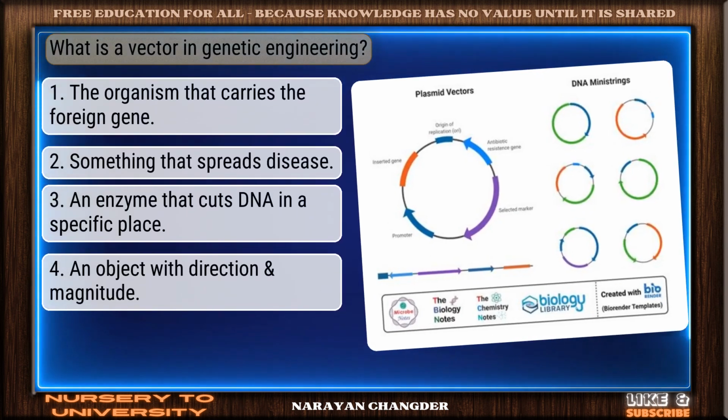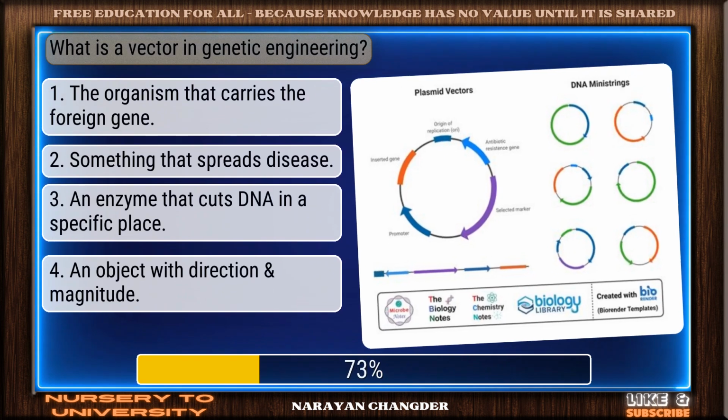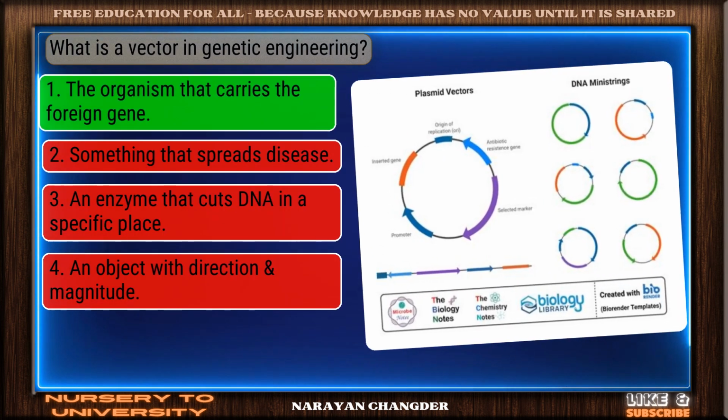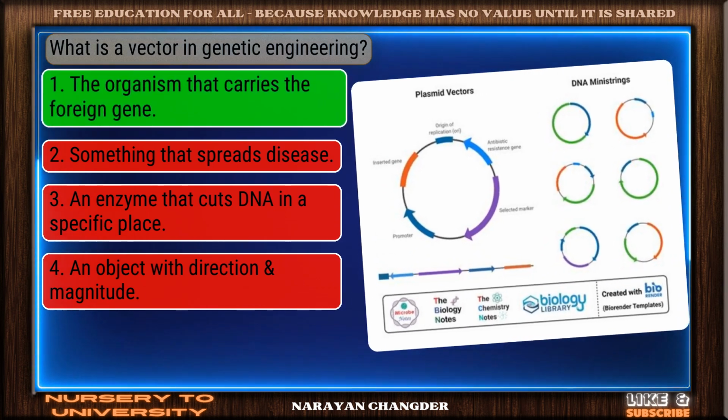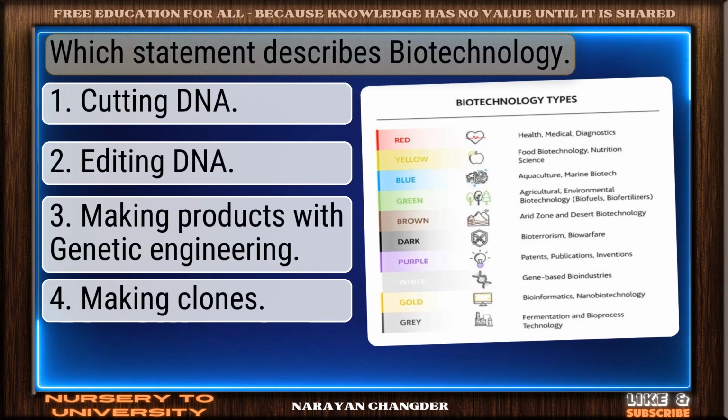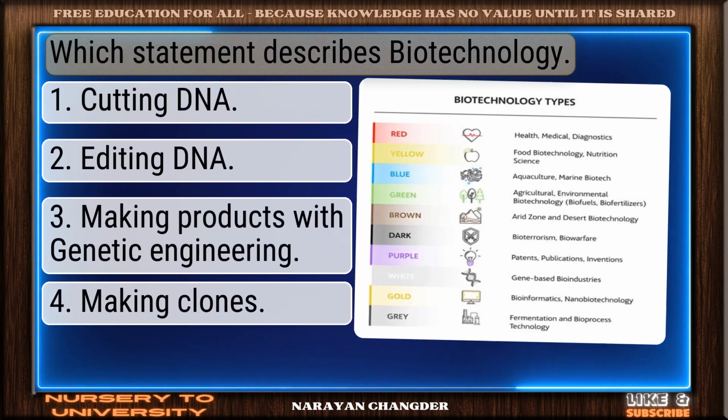What is a vector in genetic engineering? Perfect. The organism that carries the foreign gene is the correct choice. Which statement describes biotechnology?